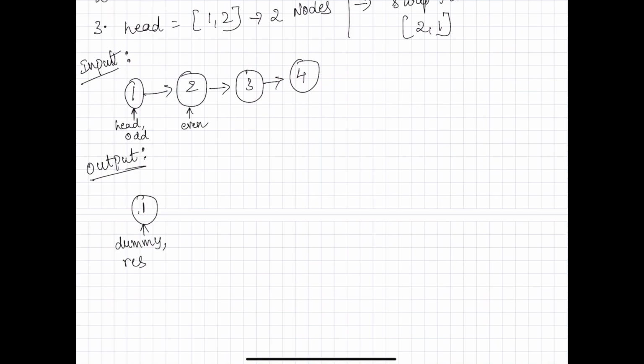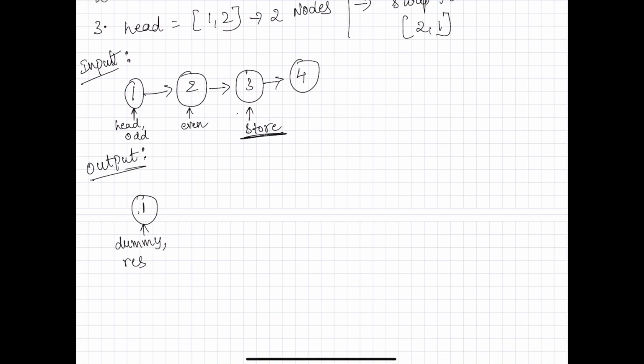Okay. So then I'm going to store even.next in a separate reference. I'm going to store it in a variable. Because when we are swapping this even and odd, in the input odd comes before the even, but in the output even comes before the odd. So we have to store this one to keep track of the linked list.